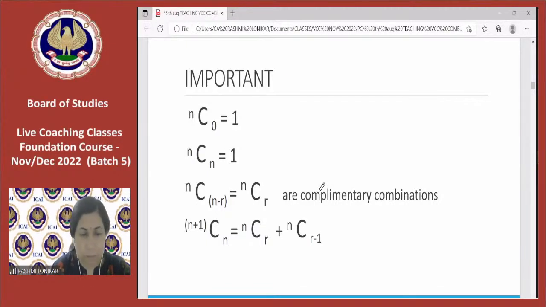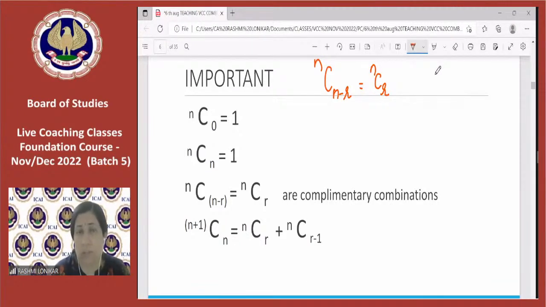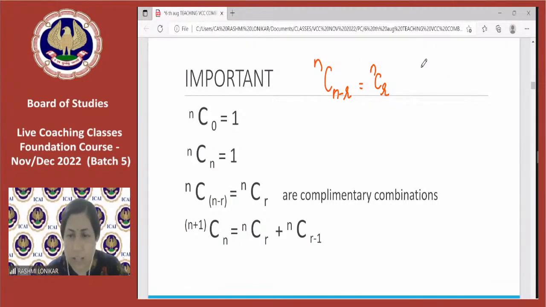Okay, so very important is that when you see NC0, this is equal to 1. NCN is also equal to 1. NC(N minus R) is equal to NCR. This is also very useful when solving sums, when you want to find N or R. This means that if I have 5C3, this will be equal to 5C2, because 5 minus 3 is 2.